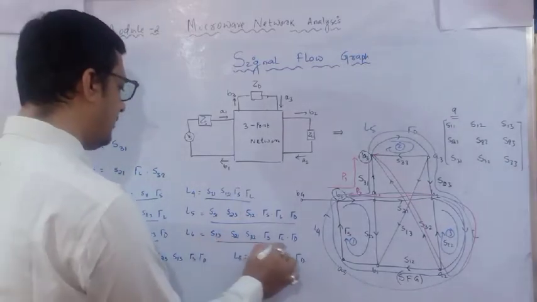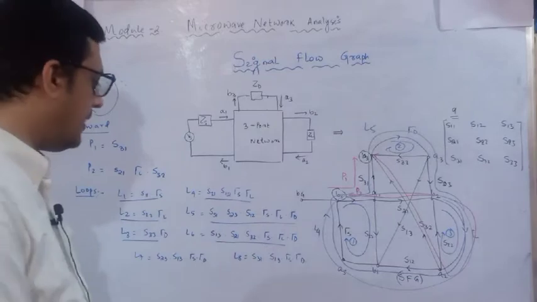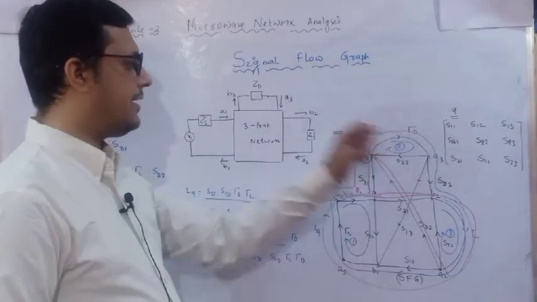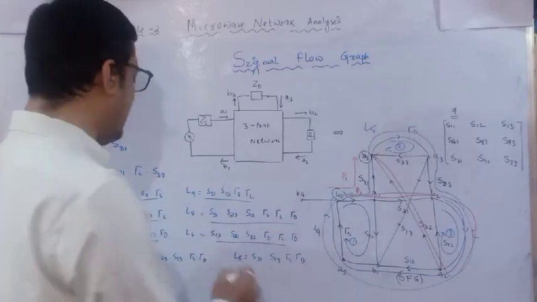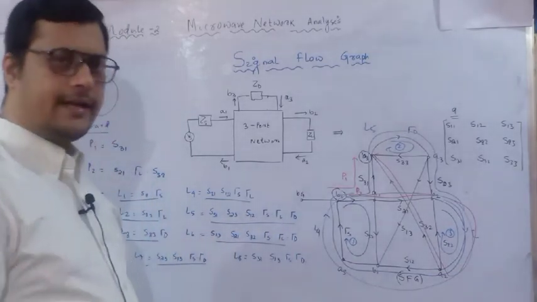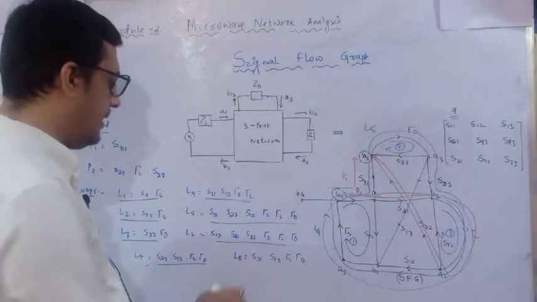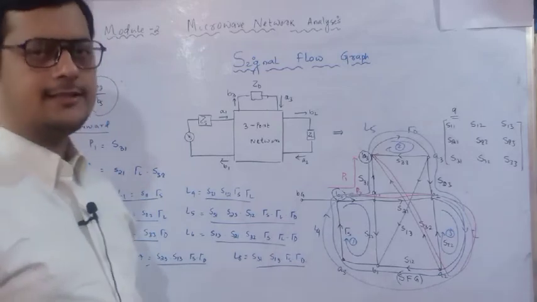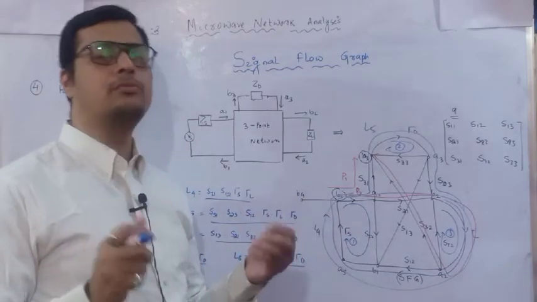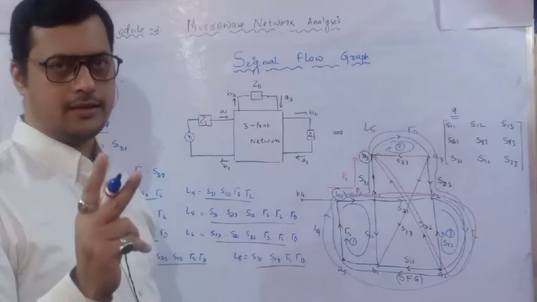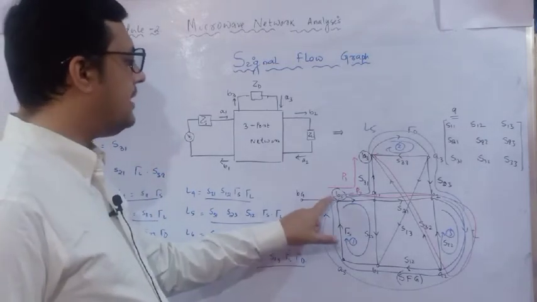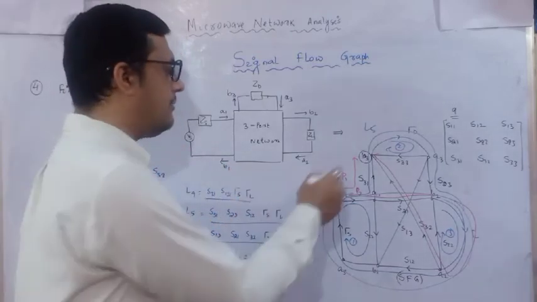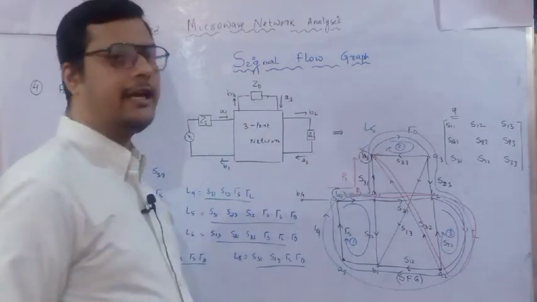L6 is equal to S13, S21, S32, rho suffix s at the source, rho suffix l and rho suffix d. That is one loop. Similarly, L7 is S23, S13, rho s, rho d. Similarly, loop 8 is S31, S13, rho s and rho d. So a total of 8 loops are identified, and there are 2 forward paths, between B3 and Bs. We have to identify the output with respect to the input. So this is my output and this is my input response.